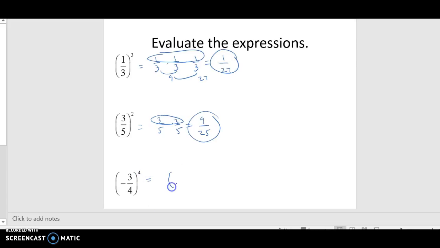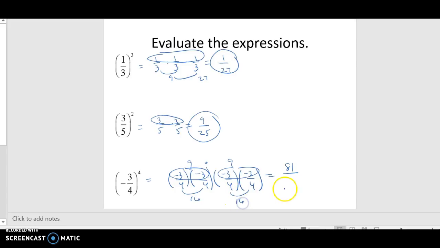And when we do the last one, negative 3/4 to the fourth, we're basically going to take negative 3/4 and multiply it by itself 4 times. Negative 3 times negative 3 is 9. Negative 3 times negative 3 is 9. 9 times 9 is 81. 4 times 4 is 16. 4 times 4 is 16. 16 times 16 would give you 256. So you're basically expanding these out and multiplying them.